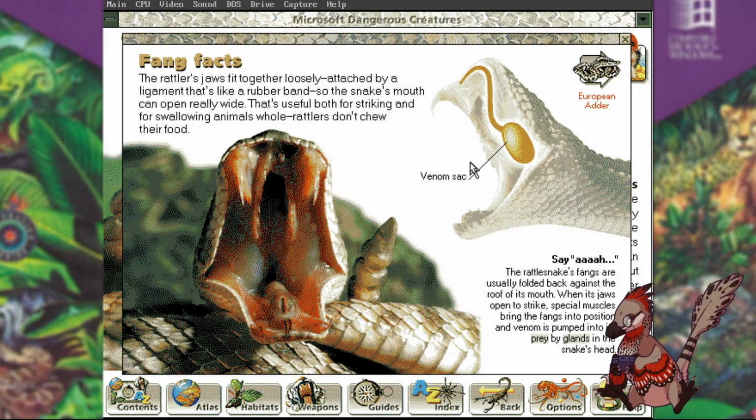That's a really big jaw. Fang facts, which is also fun because it sounds like fun facts.